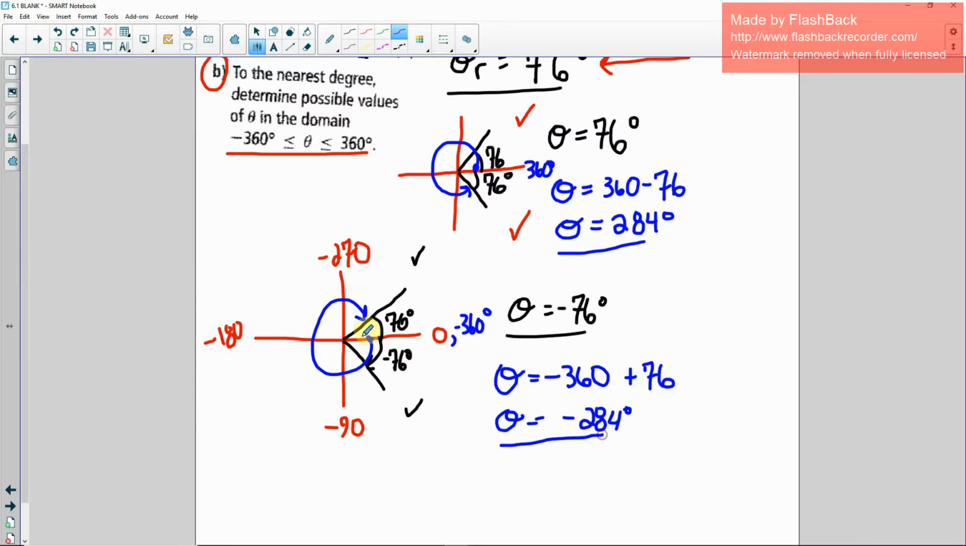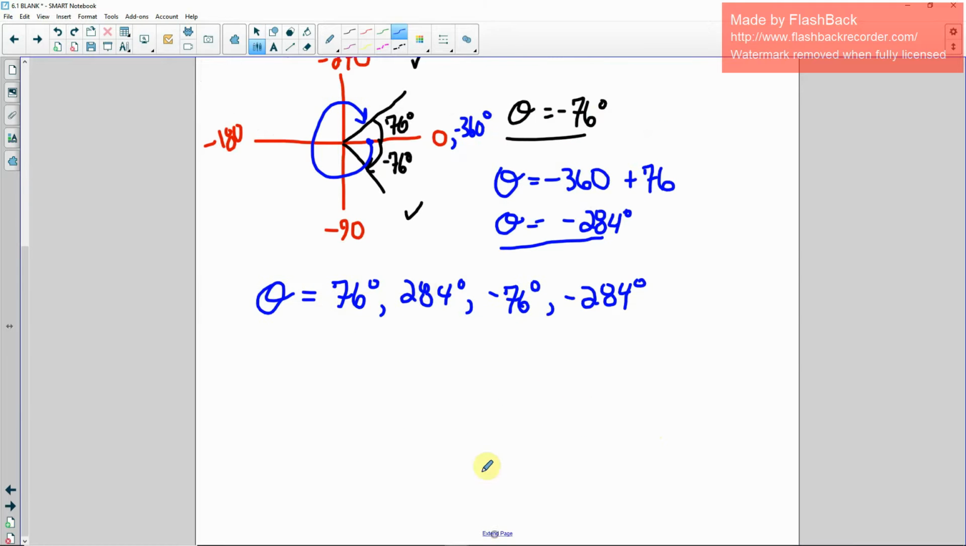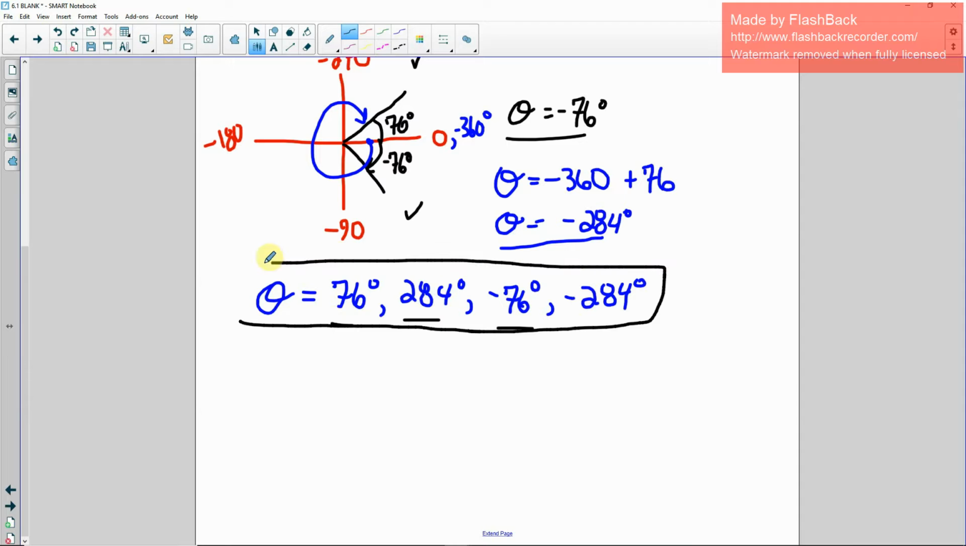Okay, so there are 4 answers for part B. We should list them all out in no particular order down here. So we had 76 degrees, we had 284, and we had negative 76, and we have negative 284. Now I also want to point out that it is a complete coincidence that the negative angles and the positive angles have the same numbers, just different signs. That does not happen every day, but today is a special day. So that is part B.